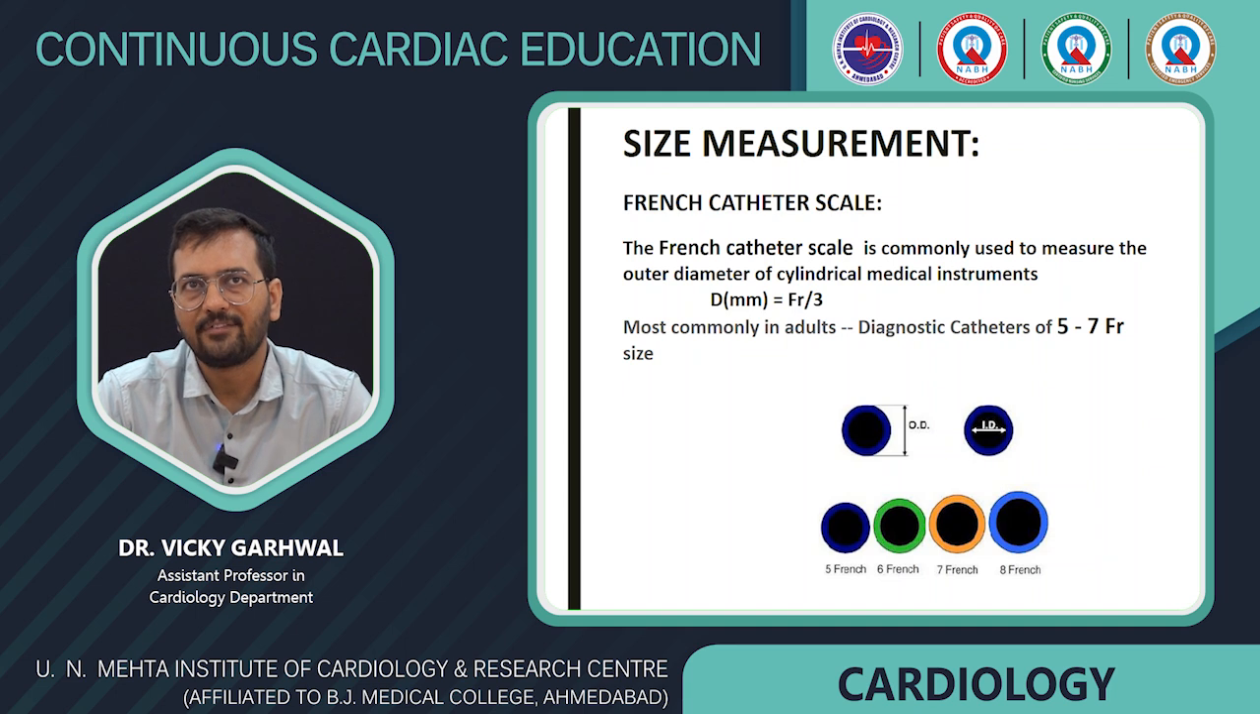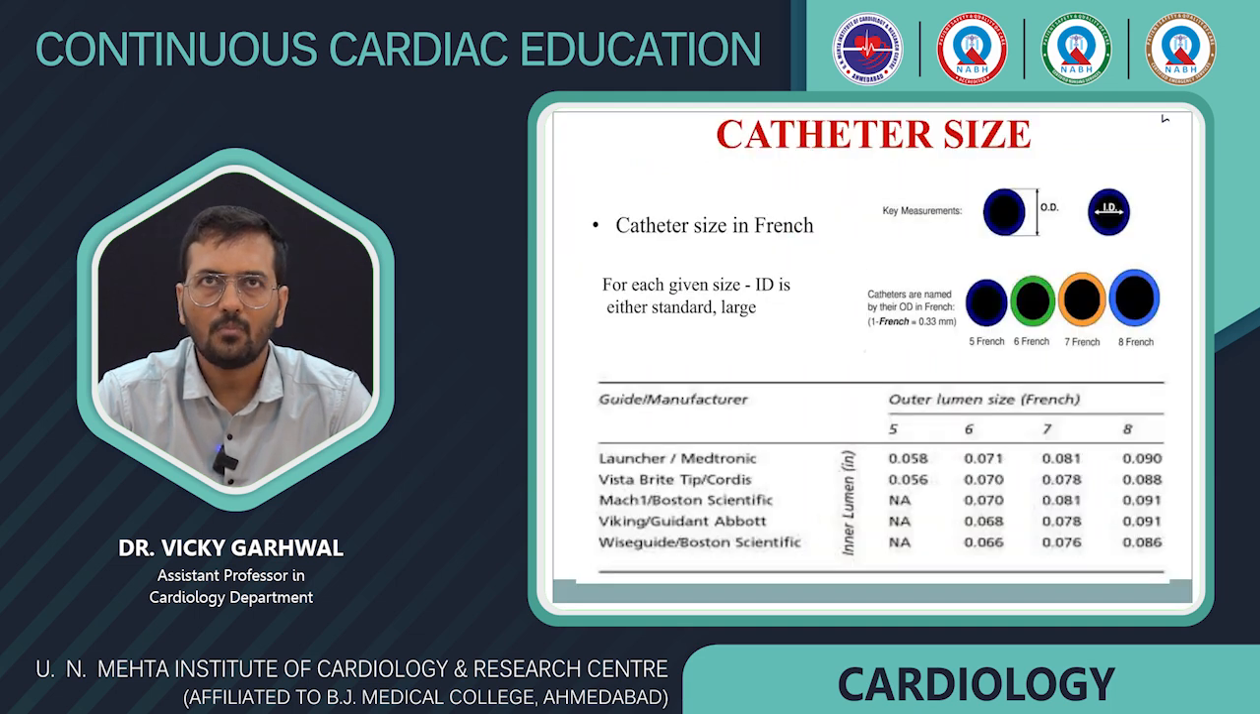Size measurement. The French catheter scale is commonly used to measure the outer diameter of the guide catheters. Most commonly, diagnostic catheters used are 5 to 7 French. There is color coding of the diameter: 6 French is green, 7 French is orange, and 8 French is purple. For each given size, the internal diameter is either standard or large depending upon the company. These are the various internal diameters according to companies like Launcher, Cordis, Mach 1, Viking catheters, and Vista guide catheters. The outer diameter depends upon the French size, roughly calculated by French divided by 3.